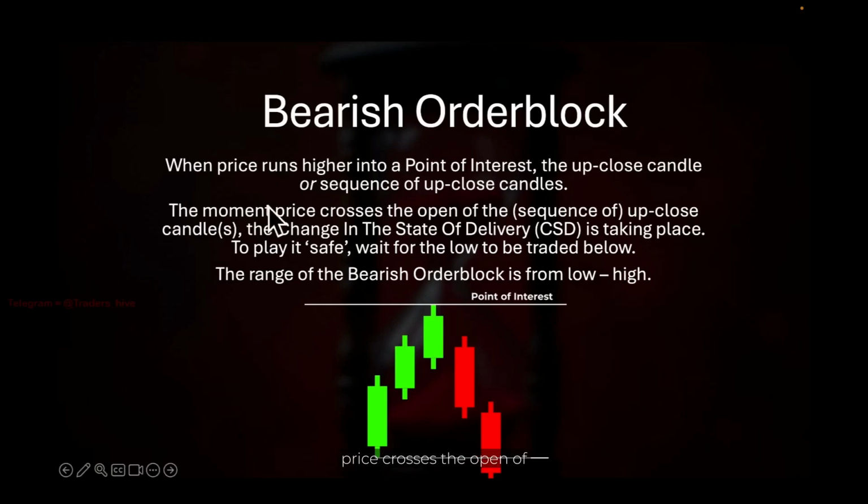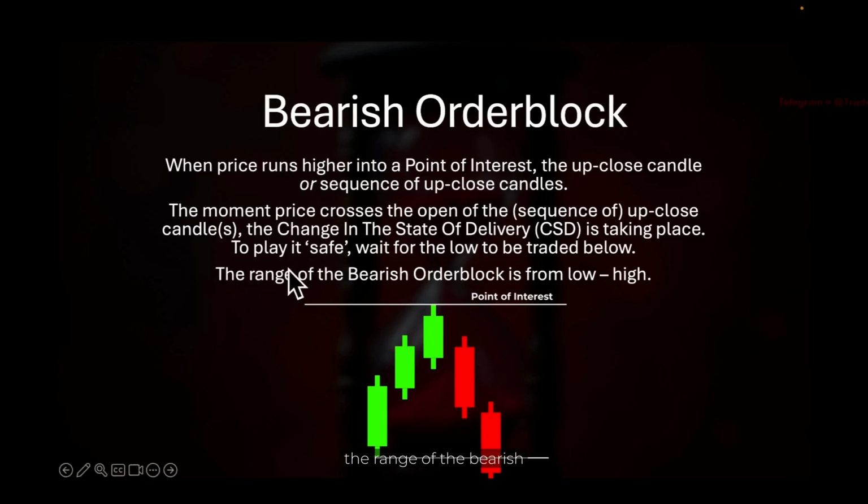Meaning, the moment price crosses the open of the sequence of up close candles, or just the open of that first candle, the change in the state of delivery (CSD) is taking place. To play it safe, wait for the low of that sequence of up close candles to be traded below. The reason why is because when you see the market displace below the low which set up the repricing into the point of interest, from that moment in time you can say with confidence, alright, we have likely formed the high and we're now going to turn around.